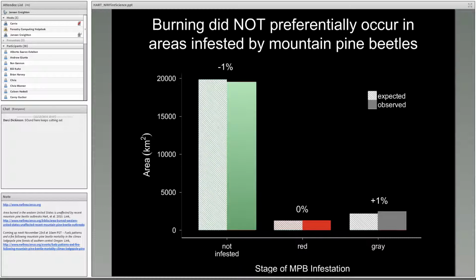Next, I'm going to bring in the expected area burned, and that's the area that's based on the distribution of uninfested, red and gray stage mountain pine beetle infestation across the West. Where the expected and the observed area burned are roughly equal, there's not a huge difference in where burning is occurring. So for not infested, red and gray stage mountain pine beetle infestation, there was very little difference between our expected and observed values, less than 1%. So we can say that burning overall was not preferentially occurring in areas infested by mountain pine beetles.